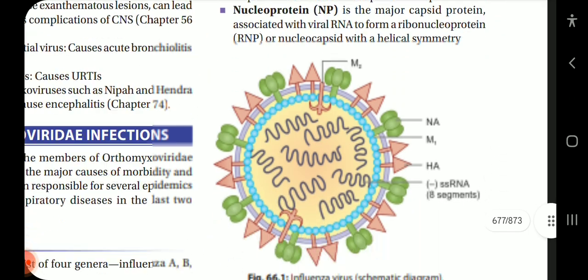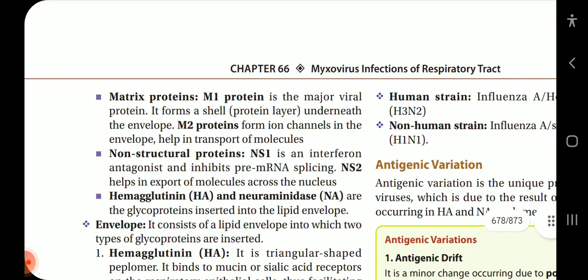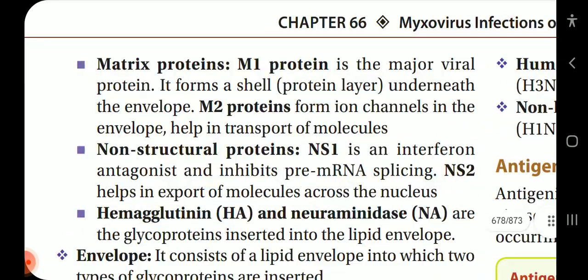Nucleoprotein is the major capsid protein associated with viral RNA to form a ribonucleoprotein, RNP or nucleocapsid, with a helical symmetry. In this figure, we can see the influenza virus schematic diagram. From outside to inside, we see the NA protein, M2 and M1 proteins, the HA proteins, and the single-stranded RNA; 8 segments of single-stranded RNA can also be seen. The matrix protein M1 is the major viral protein. It forms a shell protein layer underneath the envelope. M2 protein forms an ion channel in the envelope, helping the transport of molecules.